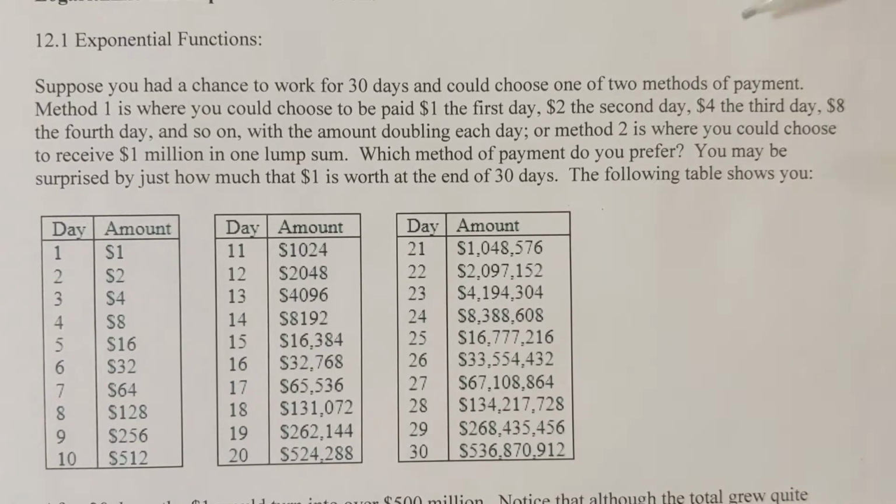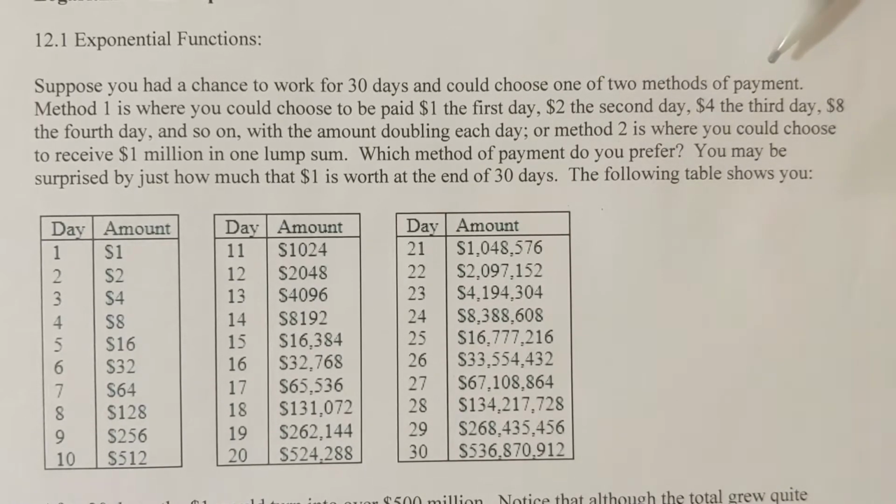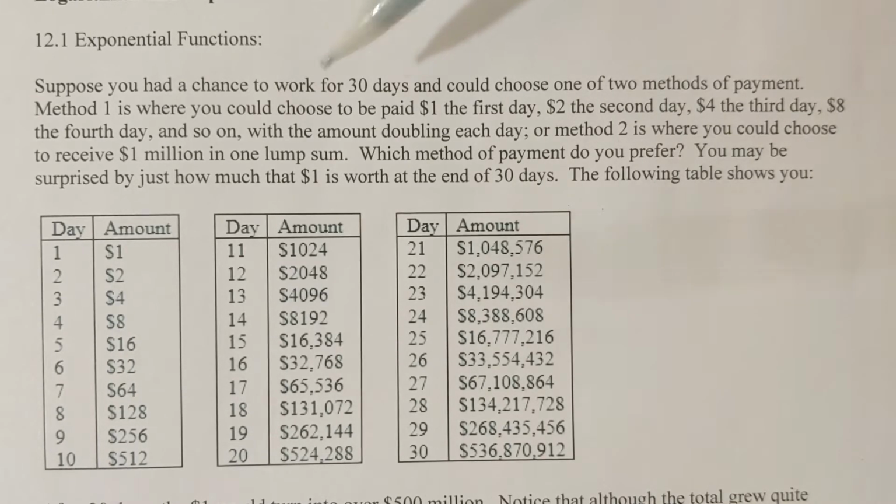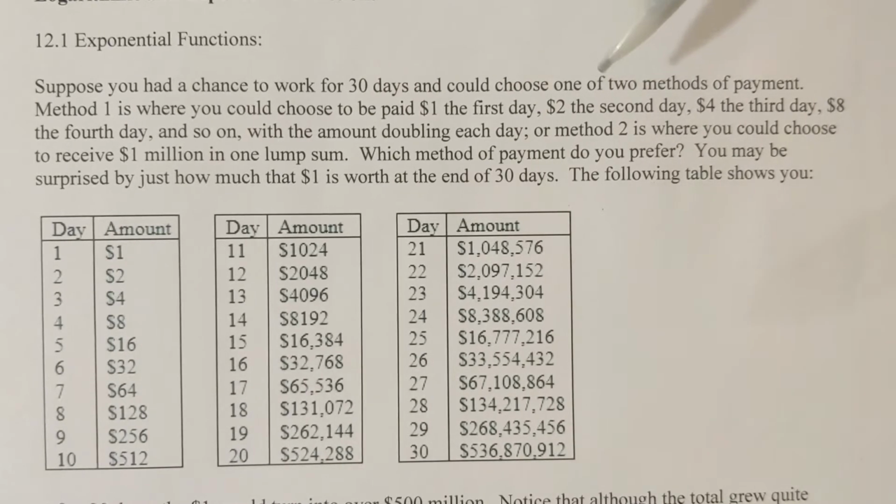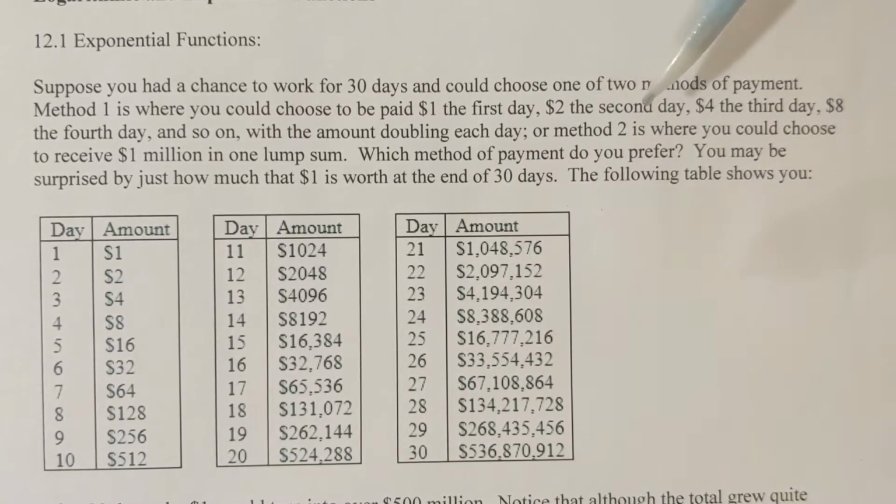of two methods of payment. Method 1 is where you could choose to be paid $1 for the first day, $2 for the second day, $4 for the third day, $8 for the fourth day, and so on, with the amount doubling each day. Or method 2 is where you could just receive $1 million in one lump sum. Which method of payment would you prefer?